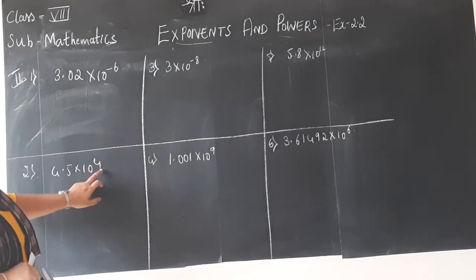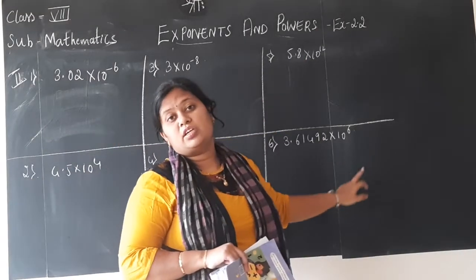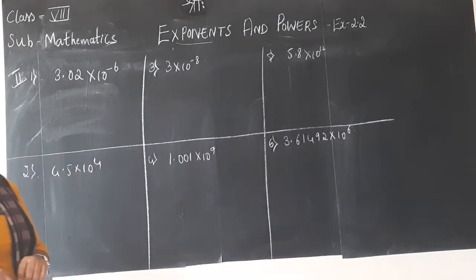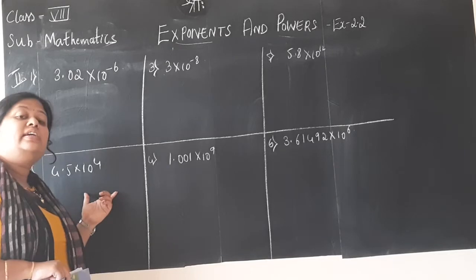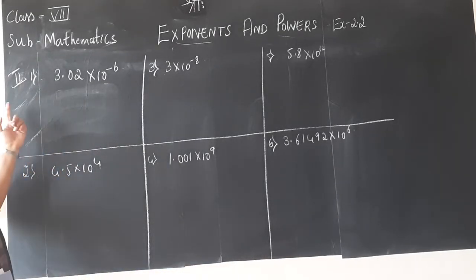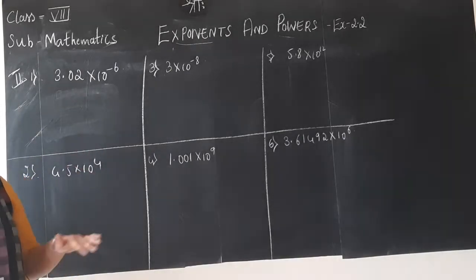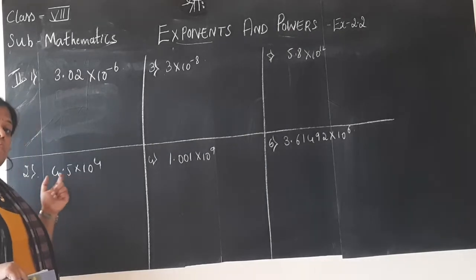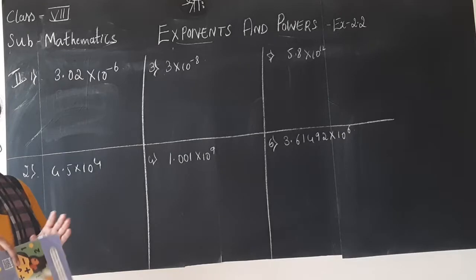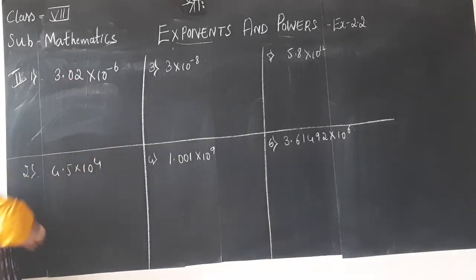If in the given question you have a negative exponent, then it is the smallest value. If you have a positive exponent, then it is the biggest number. So while writing in the decimal form, if you have a negative exponent, then 0.000 followed by the given number should be there. If you have a positive exponent, the number should be in the beginning followed by the zeros. This idea you should have. Blindly you should not do anything. Okay? So first question is 3.02 into 10 power minus 6.